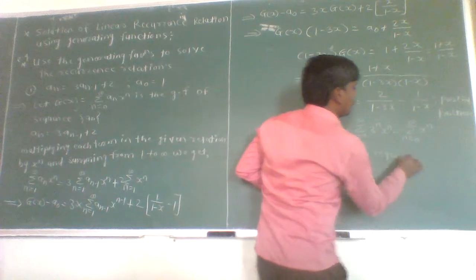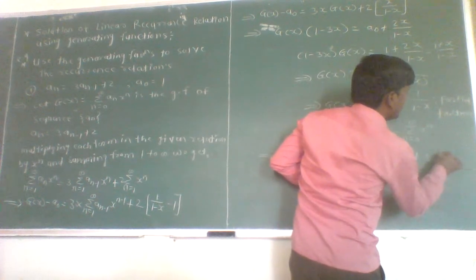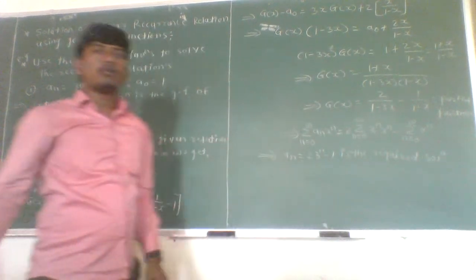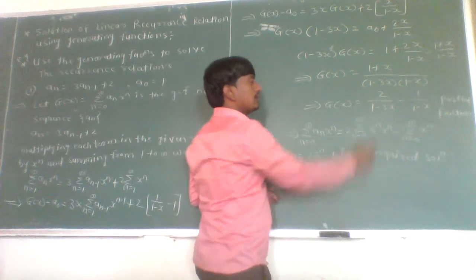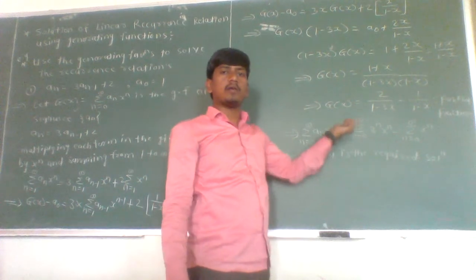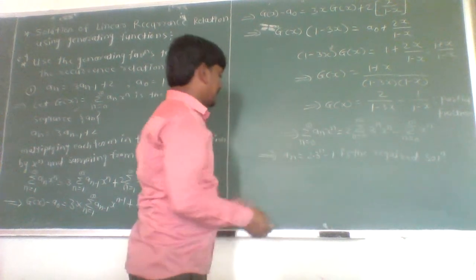So in this way we can use the generating function to solve the given recurrence relation. The given sequence is a_n equal to 2 into 3 to the power n minus 1. Now, the next example.